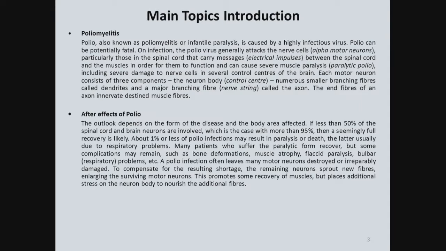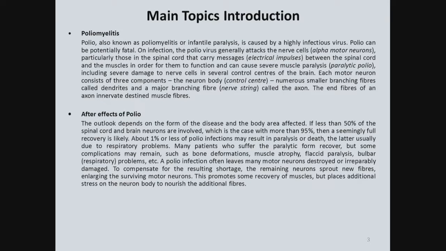After effects of polio. The outlook depends on the form of the disease and the body area affected. If less than 50% of the spinal cord and brain neurons are involved, which is the case with more than 95%, then a seemingly full recovery is likely. About 1% or less of polio infections may result in paralysis or death, the latter usually due to respiratory problems. Many patients who suffer the paralytic form recover, but some complications may remain, such as bone deformations, muscle atrophy, flaccid paralysis, bulbar, respiratory problems, etc.